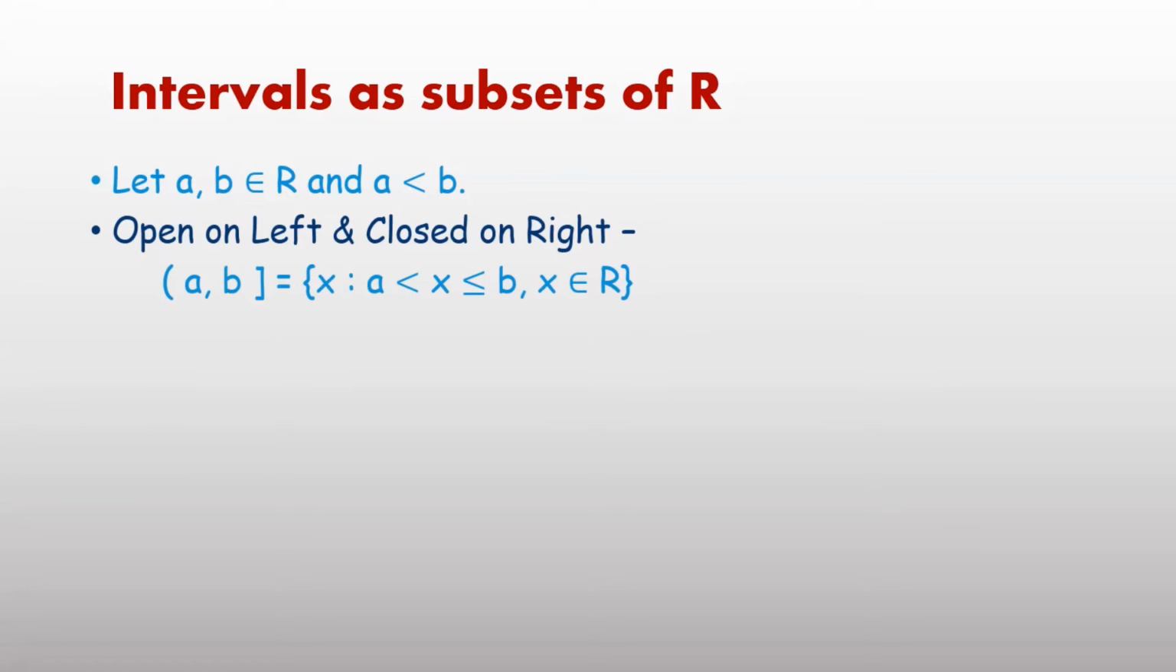Open on left and closed on right. Or if you want to write it, the real numbers between A and B, but with the condition that A is not included and B is included. If A is not included, it means open interval, and B is covered here, therefore closed interval. If the inside closed interval is applied, it implies that the number is covered.